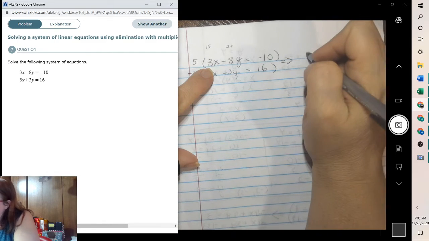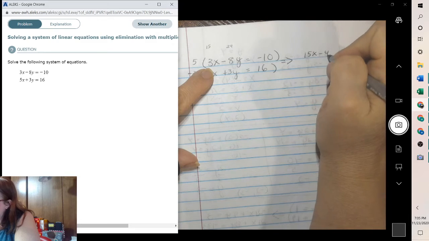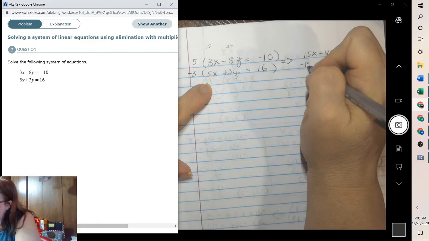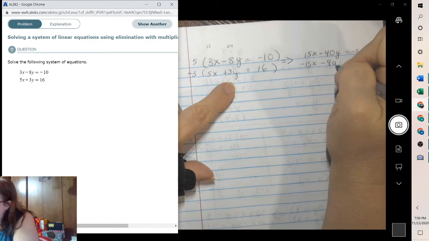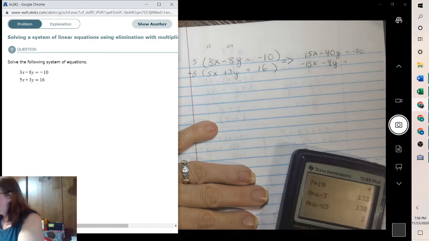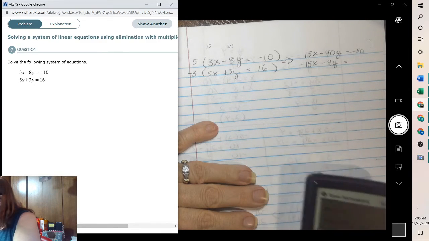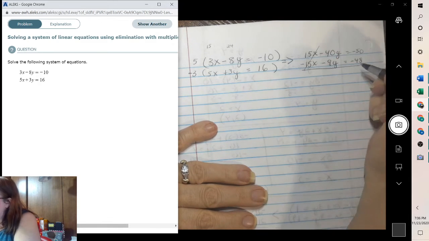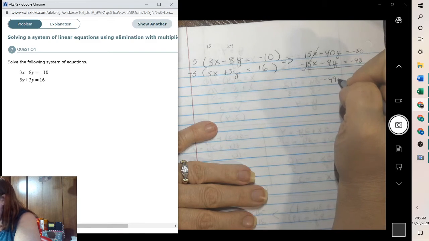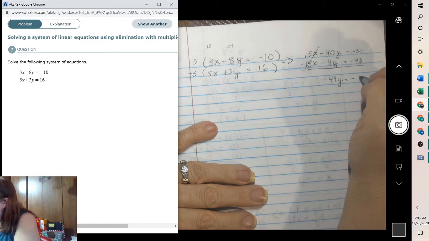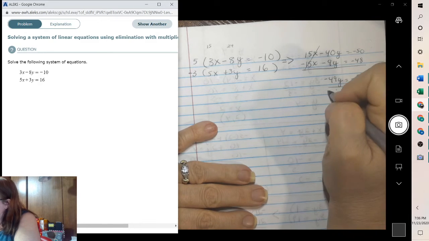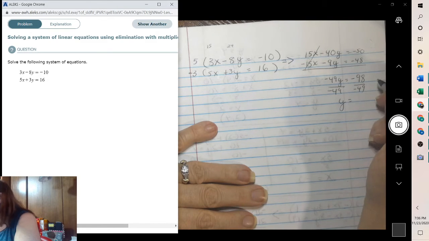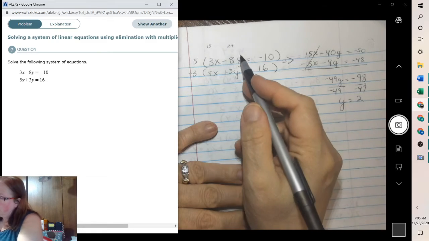So multiplying by 5, we have 15x minus 40y equals a negative 50. And on the bottom, we have a negative 15x minus 9y equals 16 times 3, which is a negative 48. This drops out when we add down, and we have a negative 49y equal to a negative 98, dividing by the 49. y equals 2. And you can plug it into either equation.